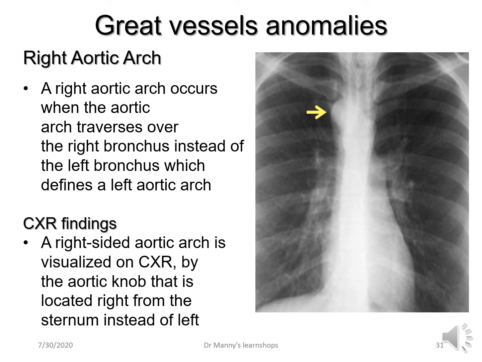So you see the aortic arch, or the aortic knuckle, or the aortic knob, on the right side, instead of on the left side where it typically is. A right aortic arch occurs when the aortic arch transverses over the right bronchus instead of the left bronchus, which typically it does. On a chest X-ray, you may see a right-sided aortic arch. The aortic knob is located on the right instead of the left.